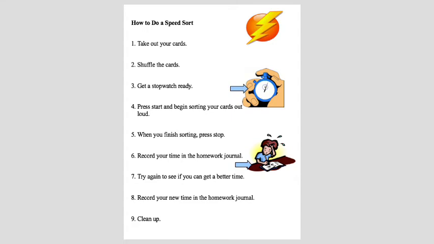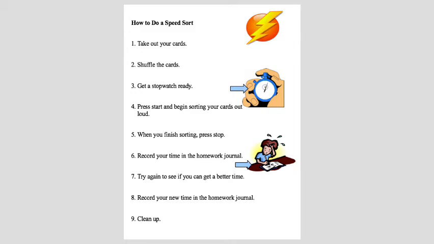Speed sorts are really fun for kids that like to race. So to do a speed sort, you will just need a stopwatch, and you can also find online stopwatches that are really easy to use as well. Shuffle your cards and then get out the keywords. Start the time and have your students sort their words, but make sure they're sorting them out loud. When they finish sorting, they can press stop, record the time, and then do that whole process again to see if they could beat their first time. So they're really speed sorting against themselves. And then they can record their new time in the homework journal.